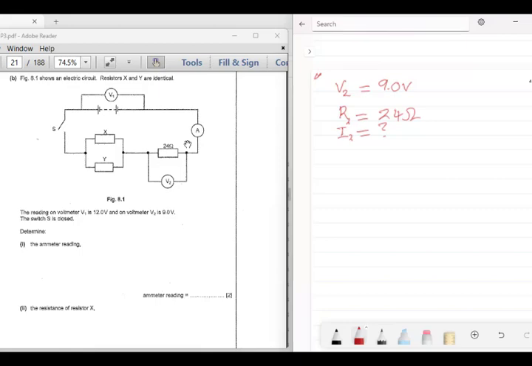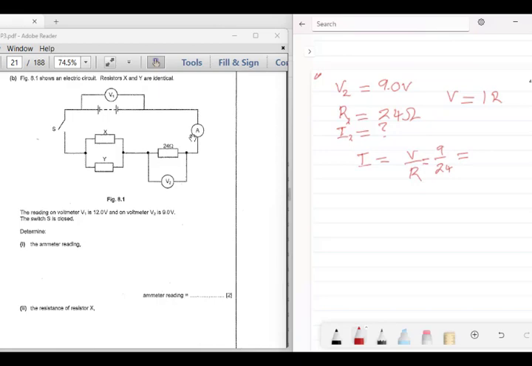actually the total current, but we don't have the total resistance yet to calculate the total current. Rather, we opt to use this resistor because we know that all the current will pass here, so no problem at all. So using Ohm's law, V is equal to IR, then we have I is equal to V over R. So V is 9.0 divided by 24.